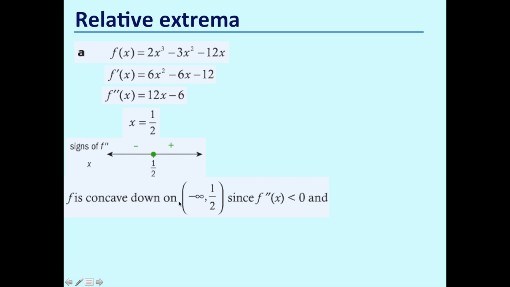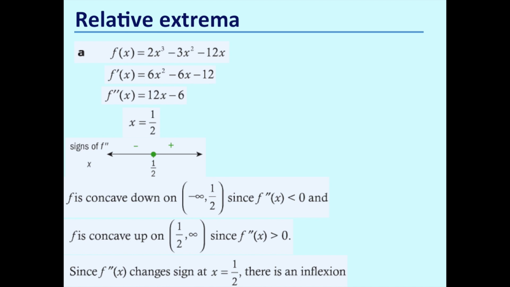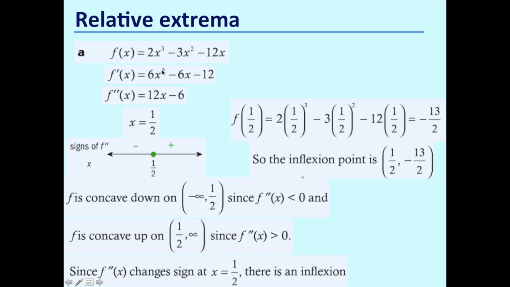So therefore it's concave down between negative infinity and a half, and concave up, where the second derivative is positive, between a half and infinity. So there is a point of inflection here, and to find the y coordinate we take our half and substitute it into our original equation, which will yield an inflection point at (1/2, -13/2).